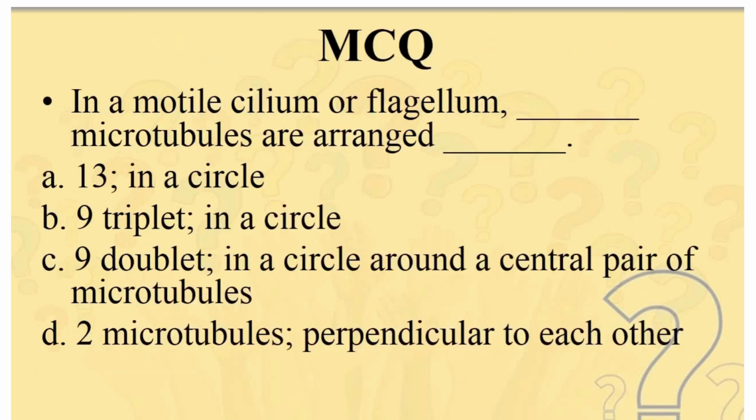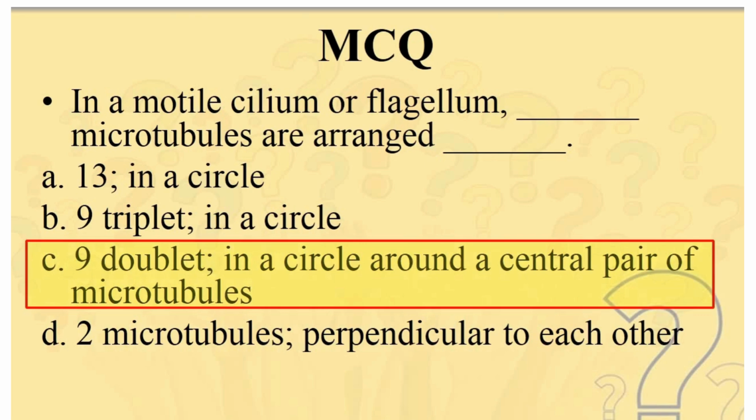In a motile cilium or flagellum, the microtubules are arranged dash. There are two blanks you have to fill: 13 in a circle, 9 triplet in a circle, 9 doublet in a circle around a pair of microtubules, 2 microtubules perpendicular to one another. The correct answer is 9 doublet in a circle around a pair of microtubules.